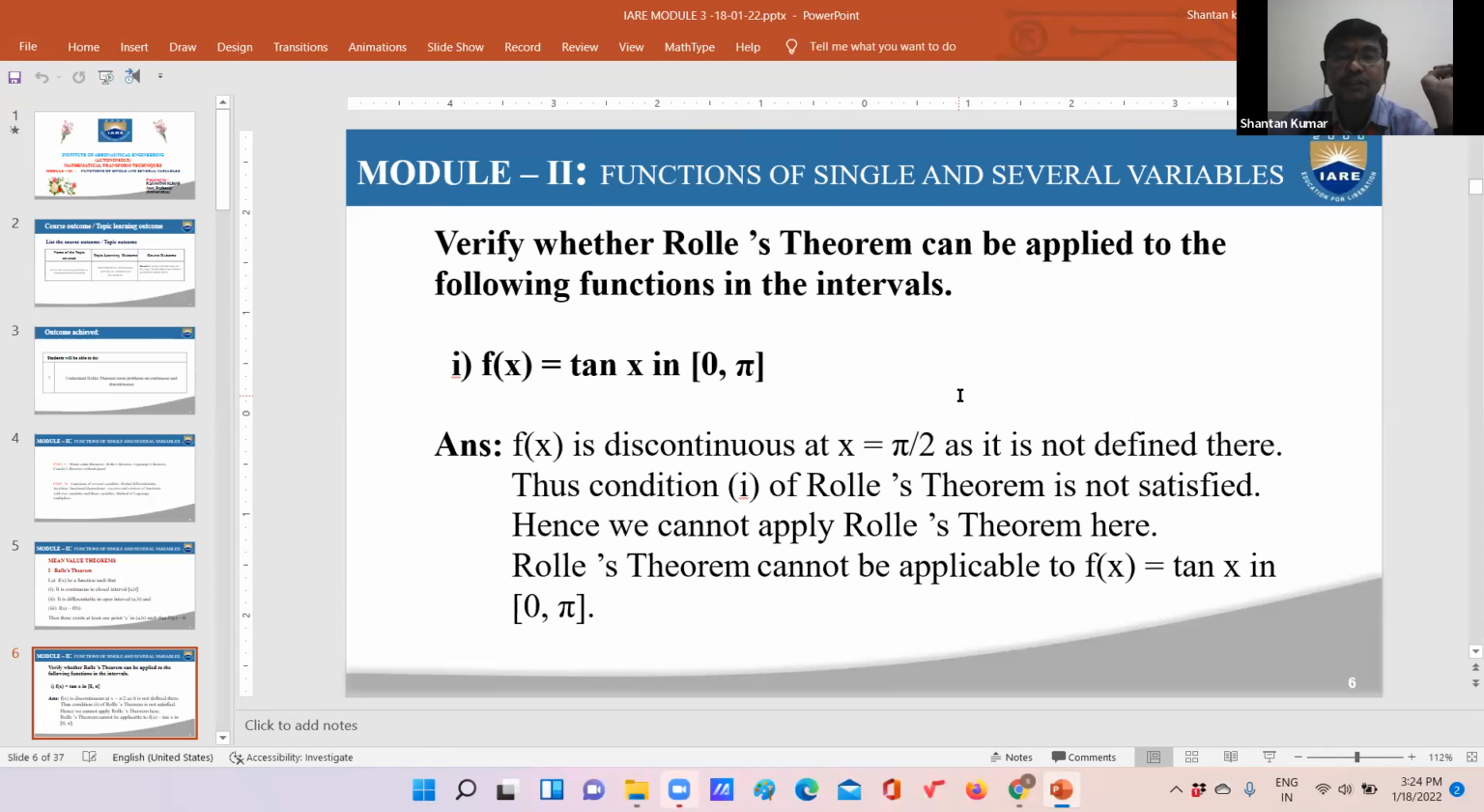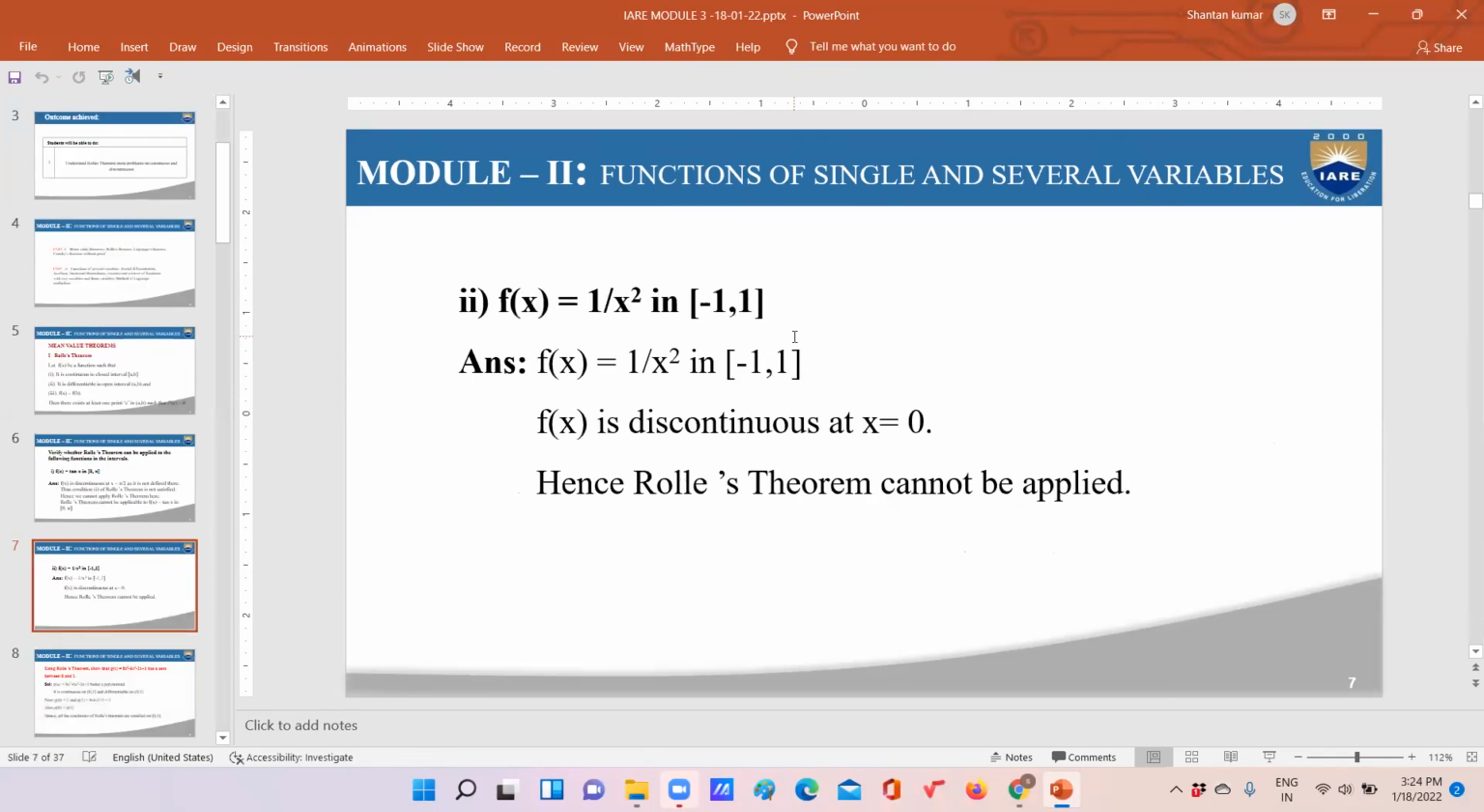Therefore, in this problem it is clearly not applicable for Rolle's theorem. And next, see, for example, this problem: f of x equal to 1 by x square in the interval minus 1 comma 1. See here also, minus 1 to 1 type of function. What is the value of f of minus 1?